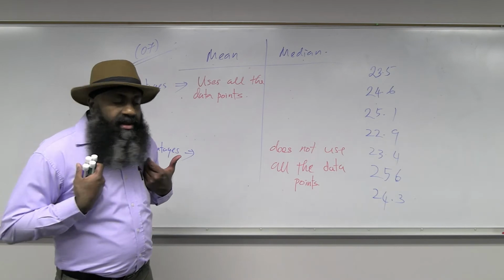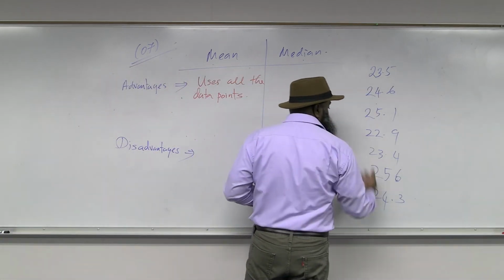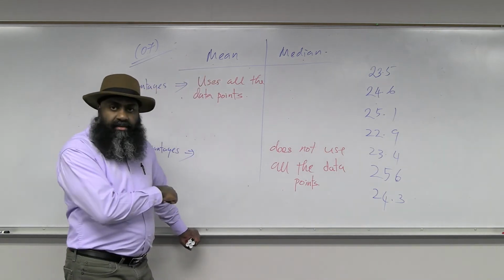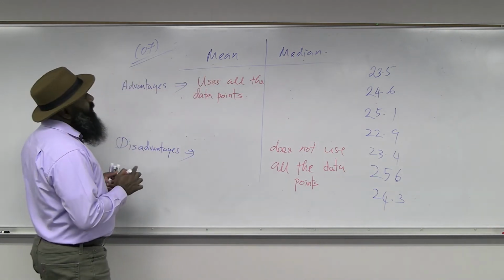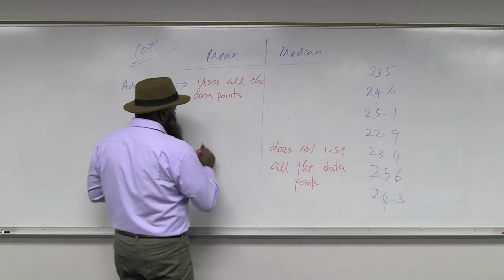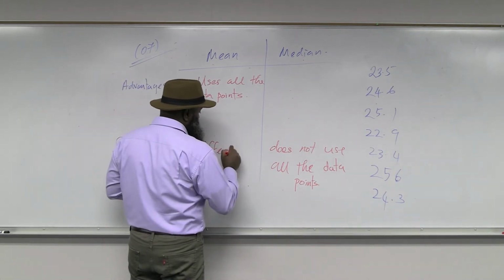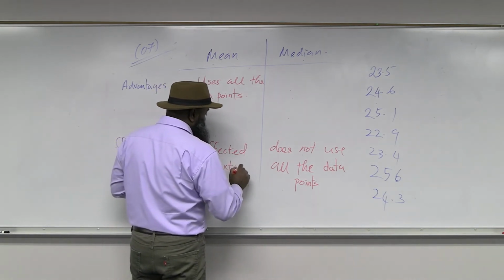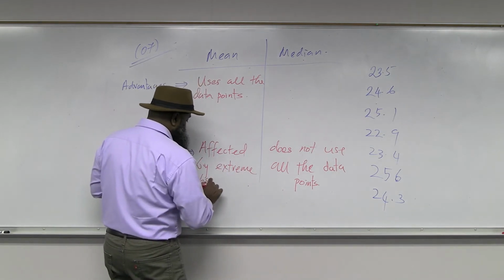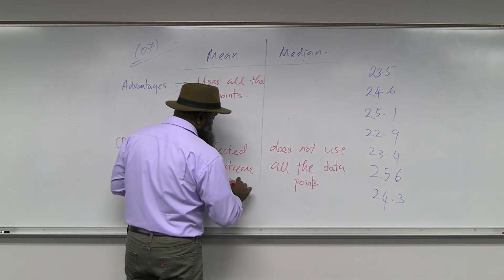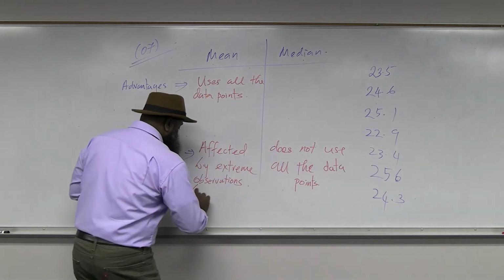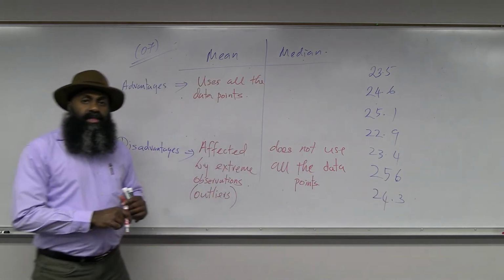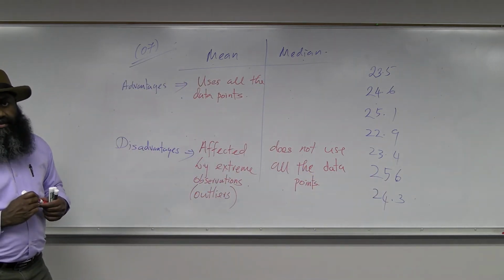But my mean will be affected because of this outlier. Okay? It's a disadvantage of the mean. So we write it down as that: affected by extreme observations. These kind of observations are called outliers. So they are affected by outliers. Now this is a high outlier. Similarly, it will be affected by low outliers as well.